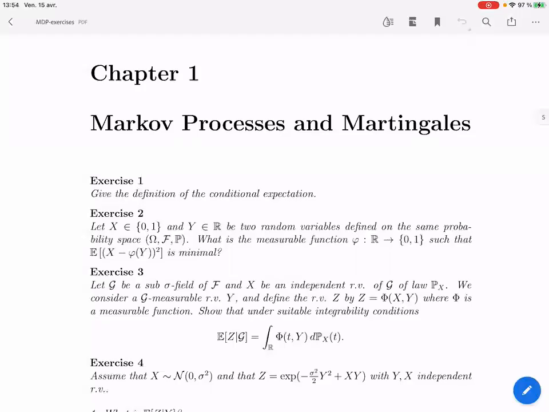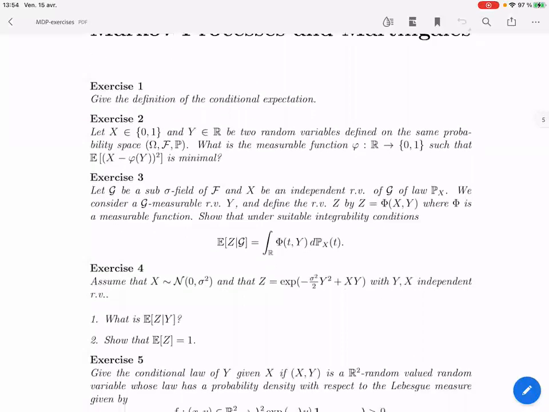Okay. So we will start this exercise session with exercise 3.